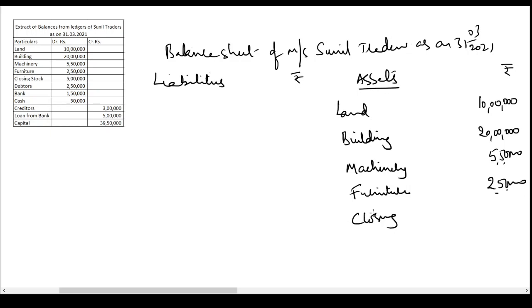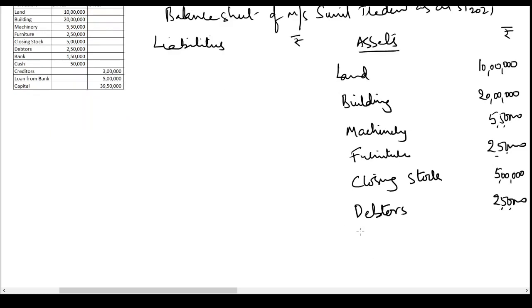Stock, closing stock, that is the stock of goods which have remained unsold at the end of the year. This can be sold and income generated in the next year, so it is shown as an asset in the balance sheet. Debtors, this is the amount collectible or the amount due by the customers to the business for the goods purchased by them or the services enjoyed by them. So it's an asset for the business. We'll collect this money in the next year. Bank balance, it's an asset for the business. 1,50,000. Cash balance 50,000. So all these assets are shown on the balance sheet asset side.